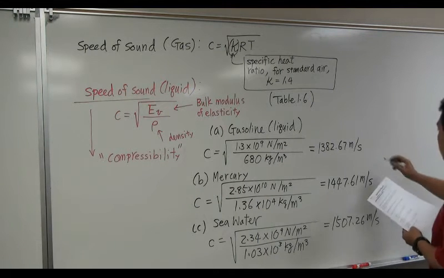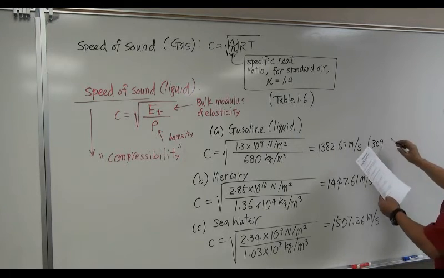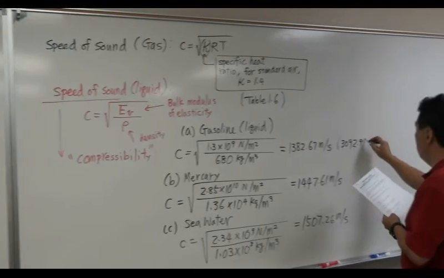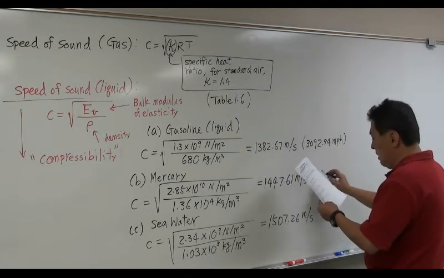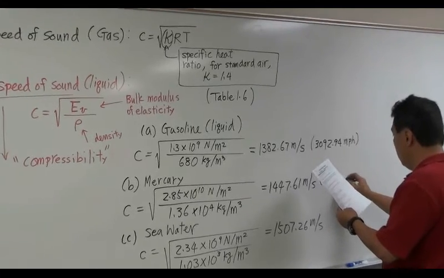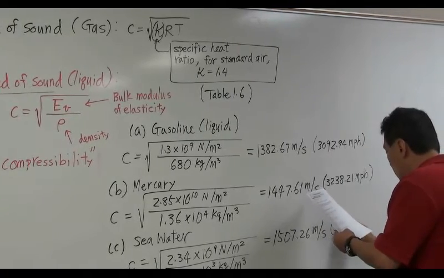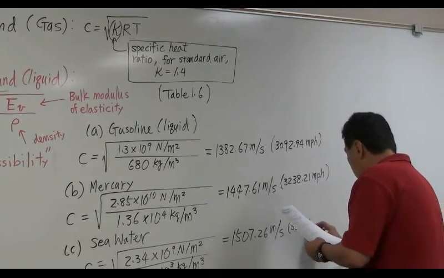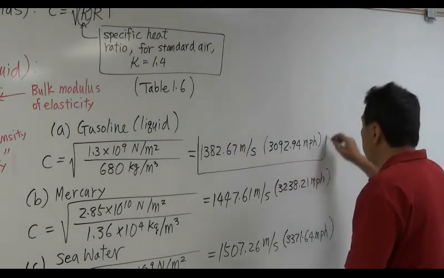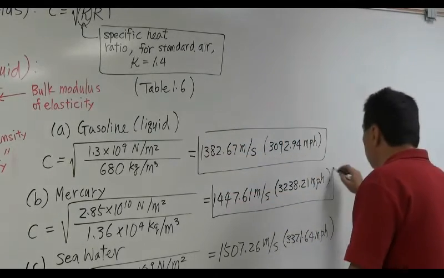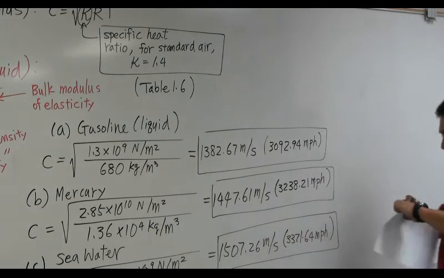Now, what I want to do here is convert meters per second into miles per hour to see the feeling. In terms of miles per hour, this is 3,092.94 miles per hour. This is 3,238.21 miles per hour. This is 3,371.64 miles per hour. So those are the speeds of sound within liquid. Obviously, those are very high values.